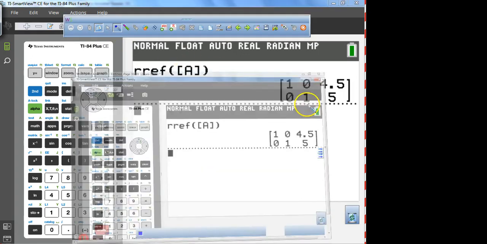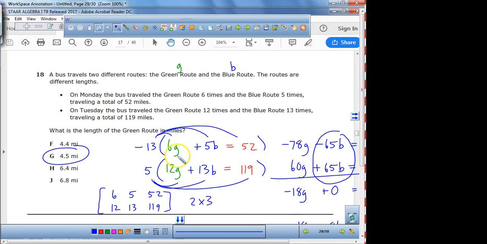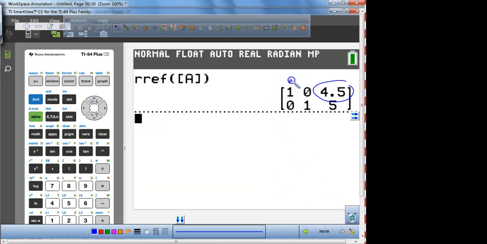Oh, this is awesome. Okay, what does that say? 4.5. All right, what does that mean? That means this right here. If you go back and look at your problem, that represents what? G. That represents B. So G is 4.5 and B is 5.